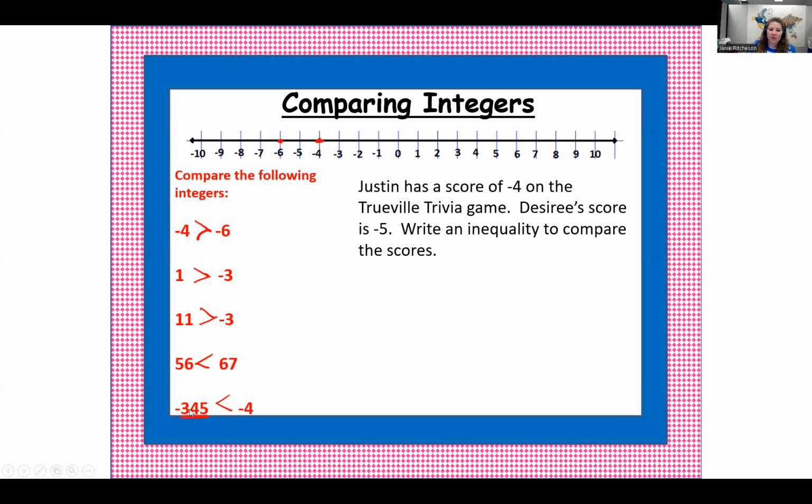All right, what about this situation? Justin has a score of negative 4 on the Trueville trivia game. Desiree's score is negative 5. Write an inequality to compare the scores. So let's start with Justin. Justin has negative 4. Desiree has negative 5. So who's winning? Desiree's winning because negative 4 is greater than negative 5.